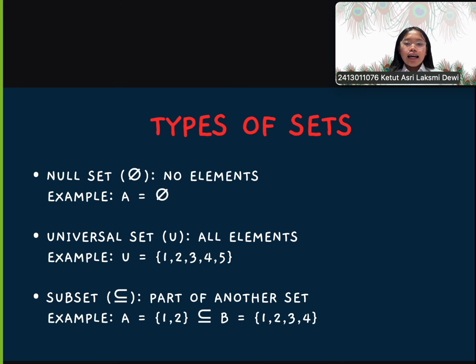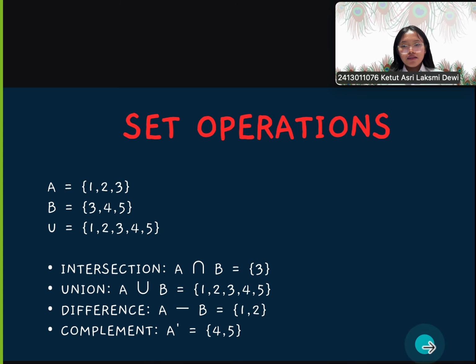The last, a subset is a set whose elements are all contained in another set. For example, A equals {1, 2} is a subset of B equals {1, 2, 3, 4}. This means every element in set A is also found in set B.